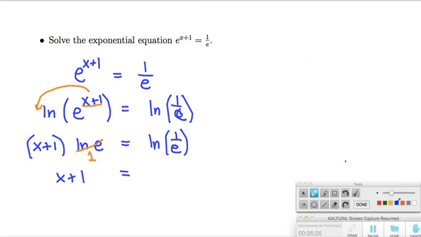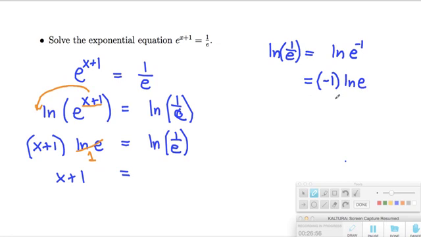And then still go in here, so natural log of 1 over e. Well, natural log of 1 over e, notice how 1 over e is the same thing as e to the negative 1. And then if you pull the power down via the power law, this is negative 1 times natural log of e. Well, remember that natural log of e is just 1 itself, so this quantity over here is really just negative 1.